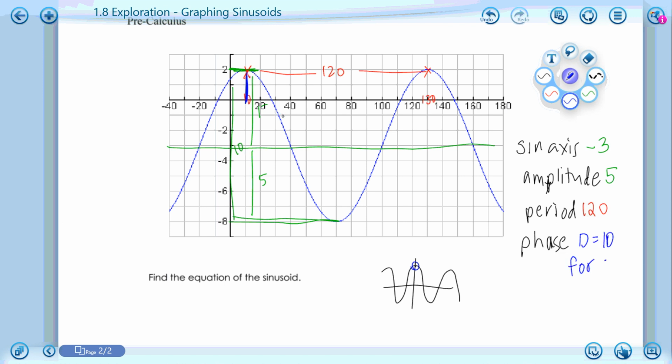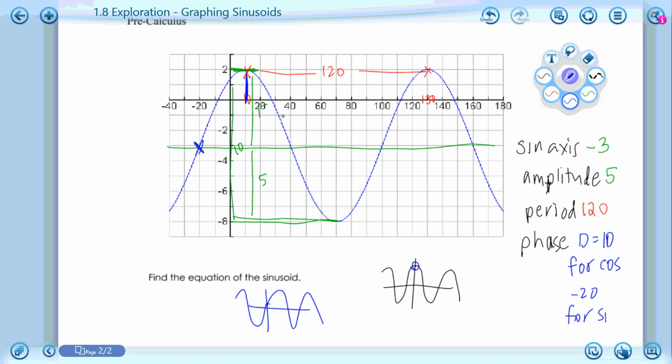I would have a different value of d if I wanted to do a sine graph. Where does it cross the sinusoidal axis? That's where a sine graph begins. Sine graph looks like this, in the middle on the way up. Well, where does that happen? It would be here at -20 for sine.